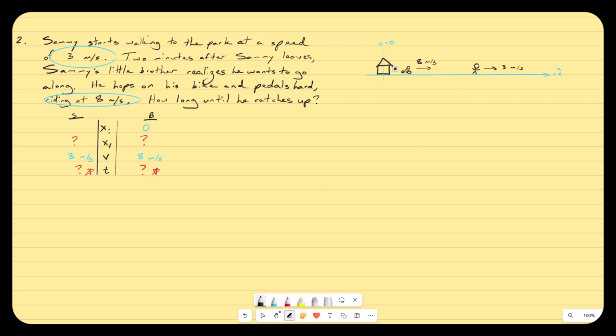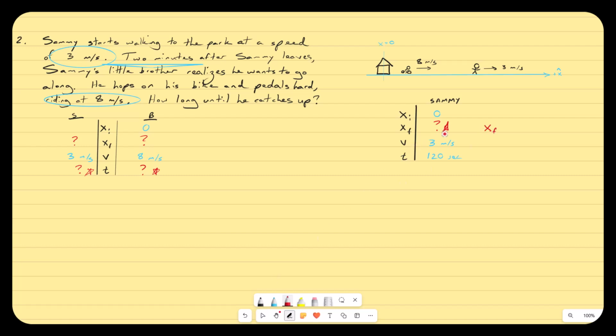Sammy was at home, has been walking at 3 meters per second, so I kind of have to do a separate problem, right? X initial, X final, V, and T. This is just for Sammy. Sammy initially started at home. We don't know how far, but we do know 3 meters per second is the speed, and it's been 2 minutes. We don't like minutes there and seconds here, so we're going to have to say 2 minutes is 120 seconds. And we're going to do this problem.